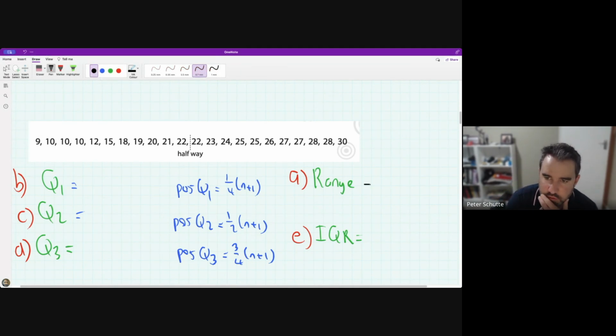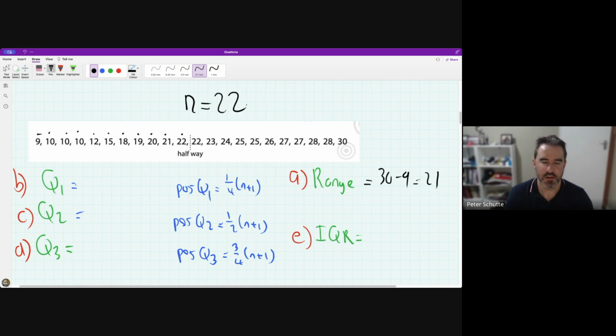So I suppose the easiest one is the range. That will just be 21. What is n? 9, 10, 11. If that's halfway, n should be 22. So now we need to work out what the position is by going, well, if that's 22, this would be 23 in here. So we put that there. What is the position?